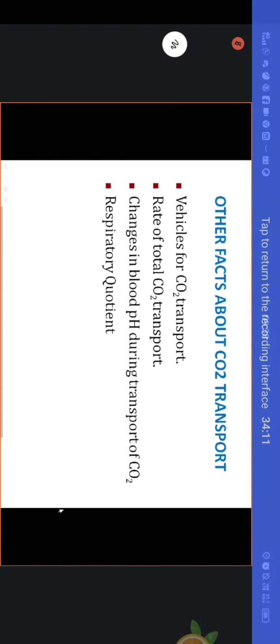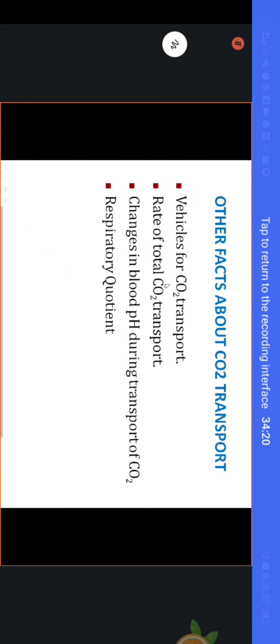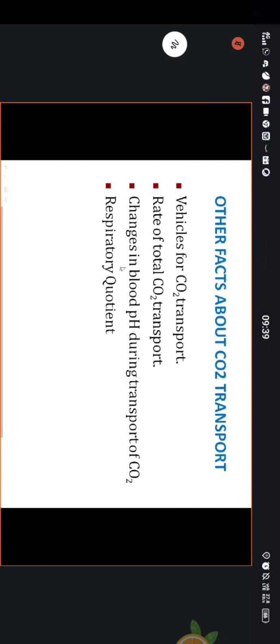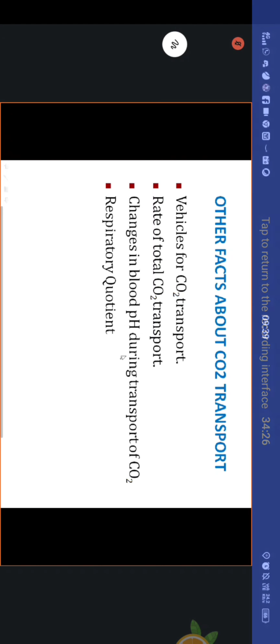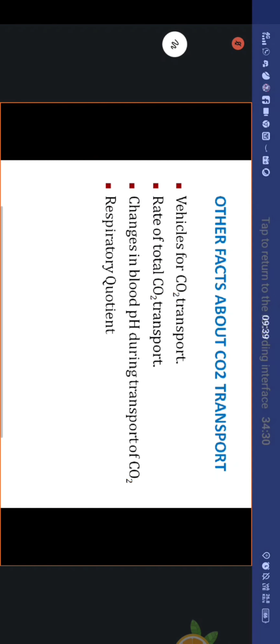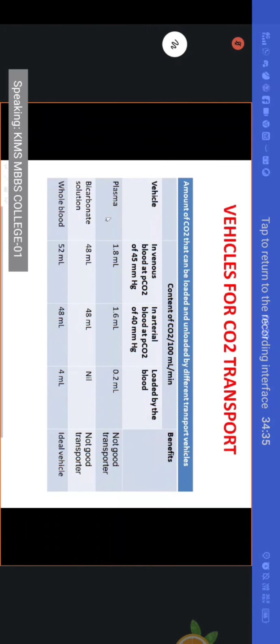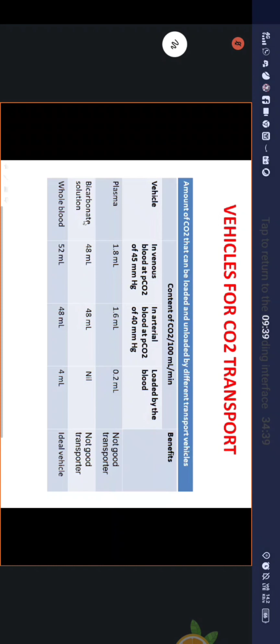So what are the other factors concerned with carbon dioxide transport? It requires different vehicles. What is the rate of total CO2 transport, is there any change in pH during transport of CO2, and what is the respiratory quotient? So what are the vehicles for CO2 transport? As I told earlier, it can be carried in different forms through different media. So what are the different media?